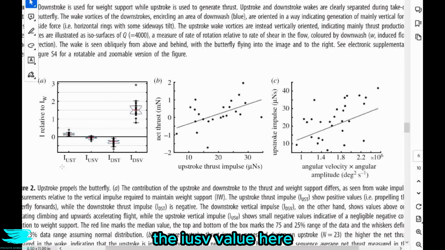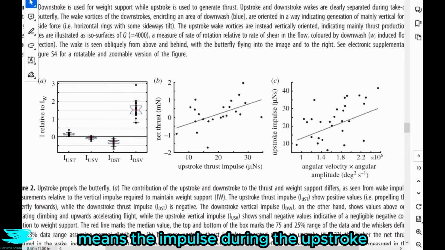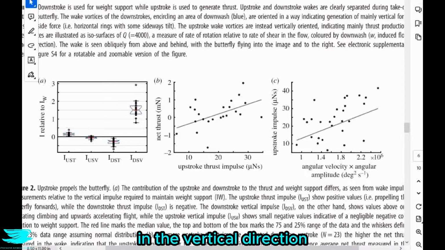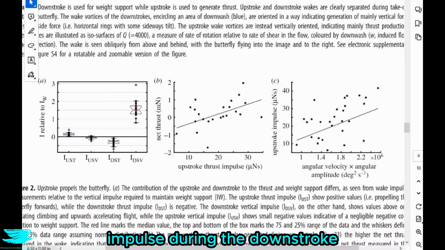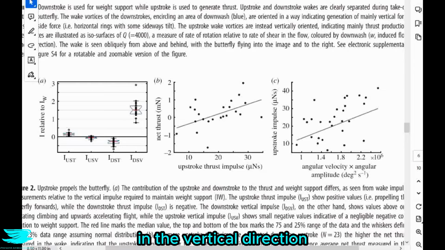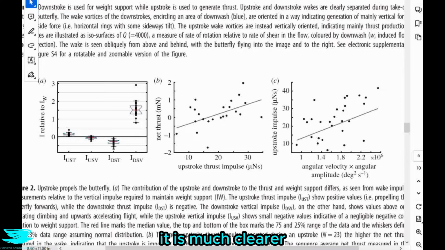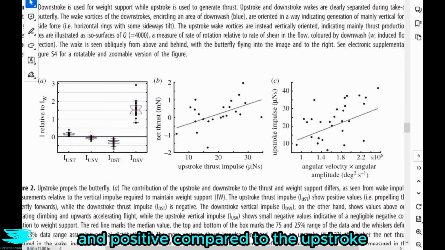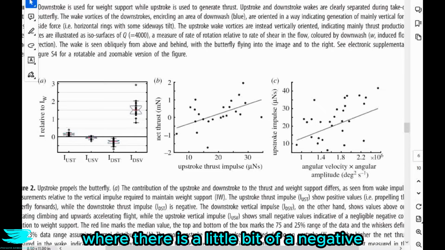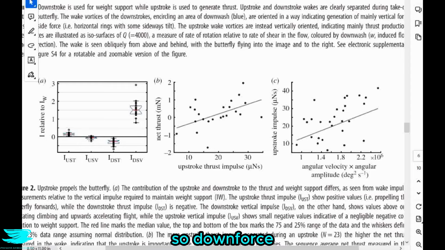The IUSV value here means the impulse during the upstroke in the vertical direction, i.e. the lift, and the IDSV means the impulse during the downstroke in the vertical direction, so in effect the lift as well. And these values make much more sense than the thrust values, because it is much clearer that during the downstroke there is much more positive impulse in the lift direction compared to the upstroke, where there is a little bit of negative impulse in the lift direction, so downforce.